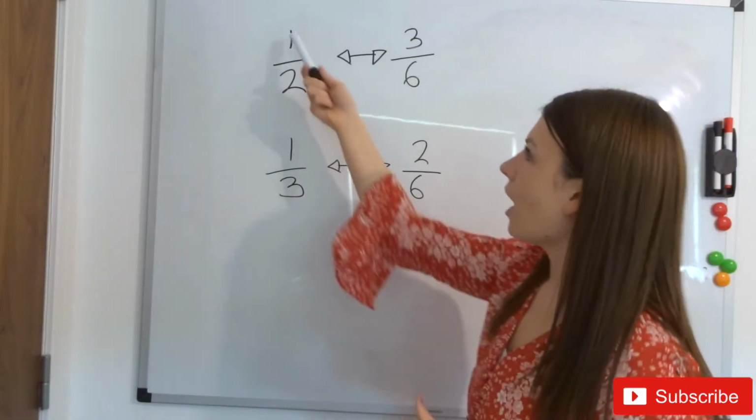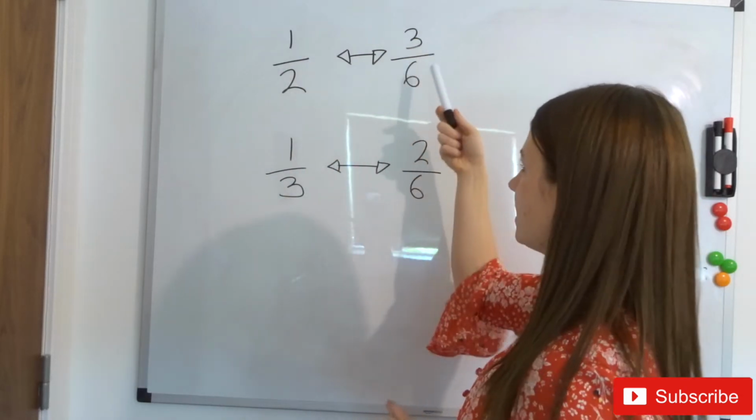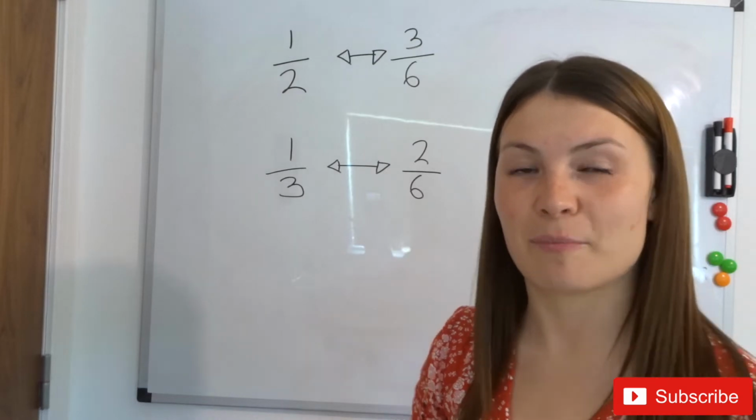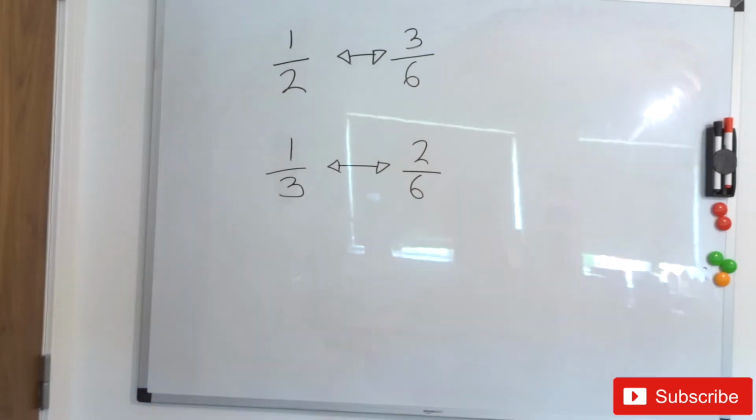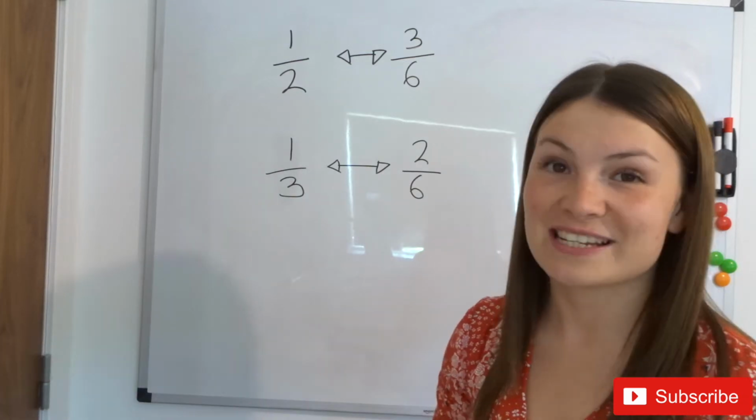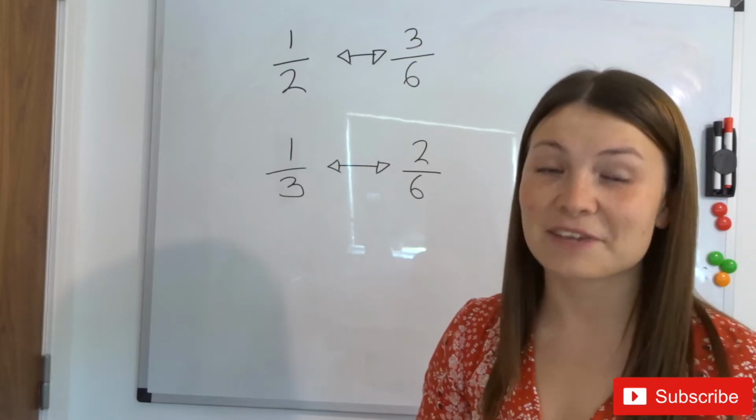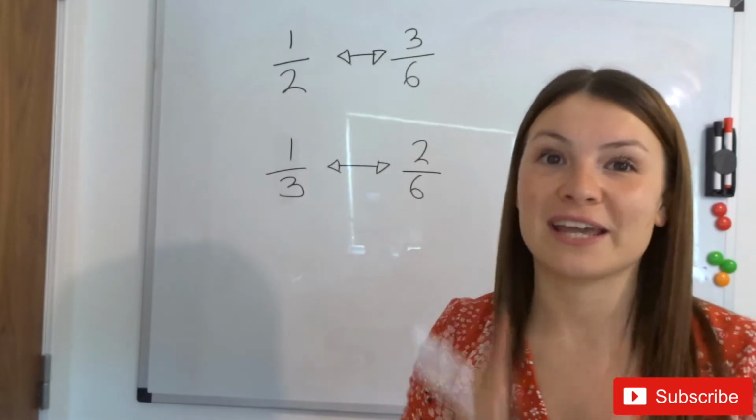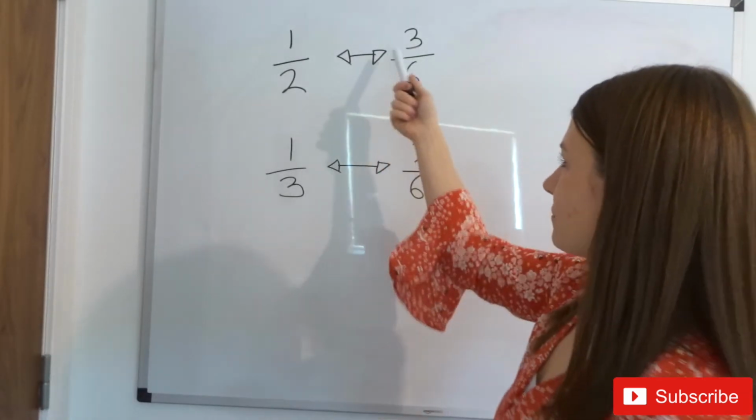So at the top we've got half, and then we've got 3/6. Have a look at them and see if you can notice the pattern. Bonus point if you've already spotted it, that is fantastic. If you haven't spotted it, that's absolutely fine. That's the whole reason you're here, because you're here to learn. We look at this one here.